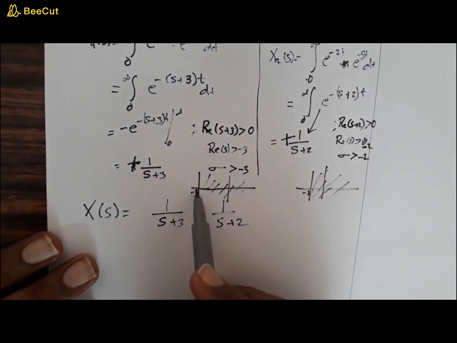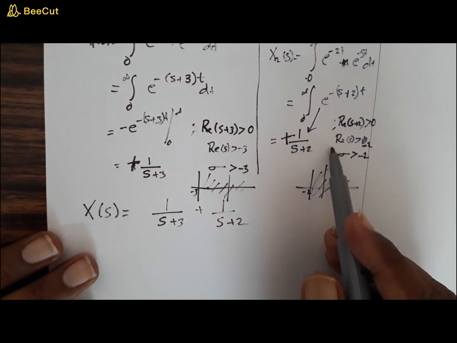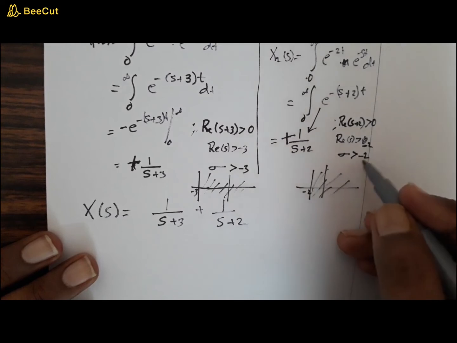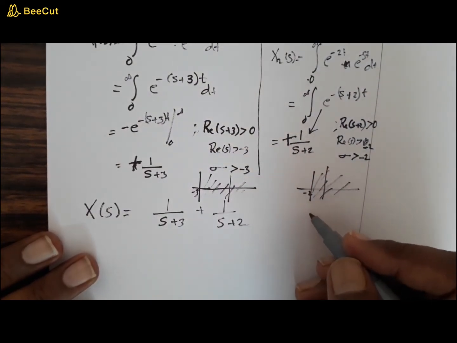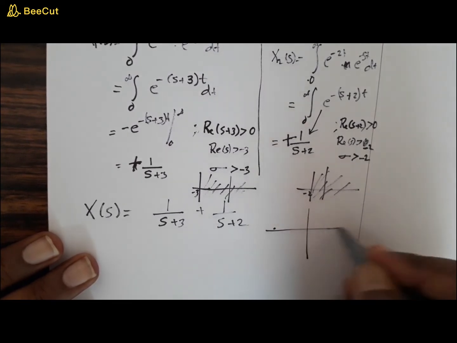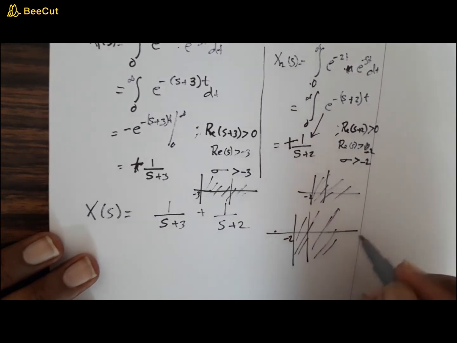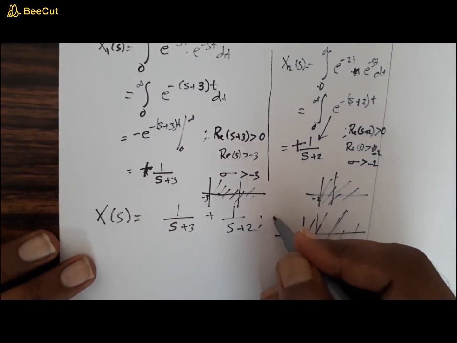No. From minus 3 to minus 2, this particular signal doesn't have a Laplace transform. So when you combine this, it will have a Laplace transform only in the intersection of these regions, and this intersection will be like this. That is from minus 2 onwards. Hope you understood.